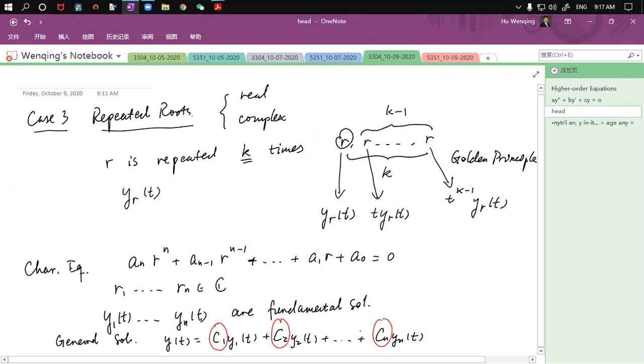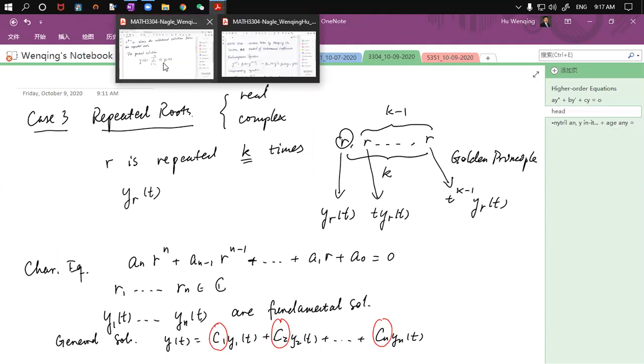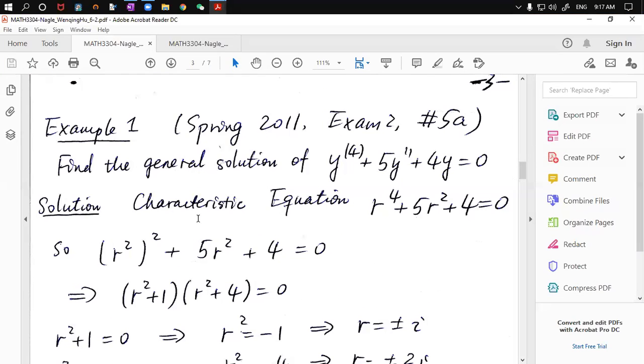Is that good for everybody? Okay, so that's the procedure for how you solve these homogeneous higher order equations. Okay, so let's do some exercises. What about this one? Can you find a general solution of this equation?